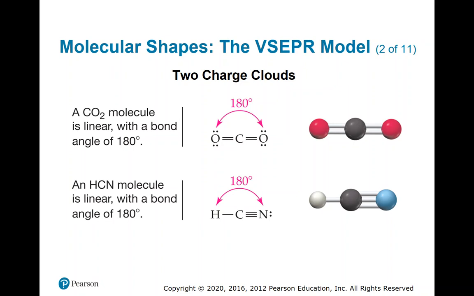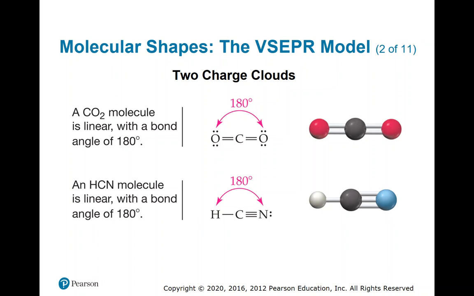But in the case of 2 charge clouds, things are pretty simple. The furthest away 2 things can be from each other in 3D space is 180 degrees. So all these molecules are linear. They're oriented with all the atoms in a straight line in 3D space. And so the bond angle, the angle between the oxygen-carbon-oxygen bond in carbon dioxide or the hydrogen-carbon-nitrogen bond in hydrogen cyanide, are both 180 degrees. And you will need to know the terminology for the different orientations. So for instance, with 2 charge clouds, these are linear molecules.